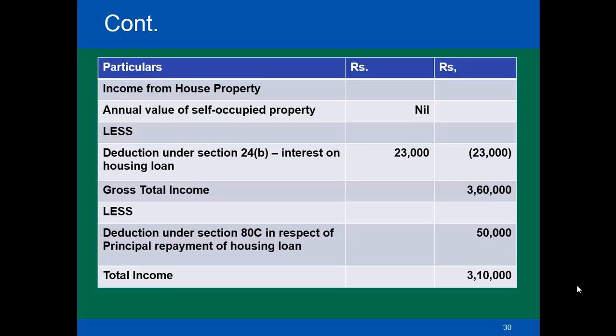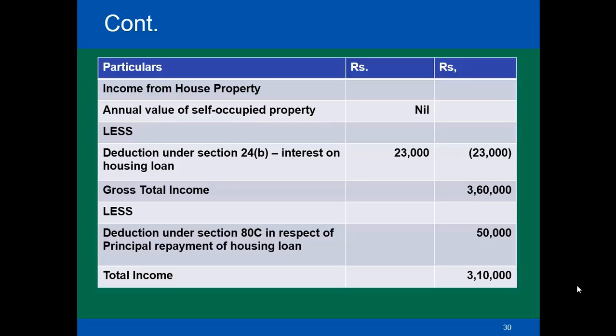Now the annual value of a self-occupied property is nil and there will be some deductions which will be made on account of the interest paid on housing loan under section 24B. Since he has paid 23,000, so entire will be allowed. So there will be a loss on account of income from house property 23,000. So the gross total income now comes to 3,83,000 minus 23,000. So it will be 3,60,000.